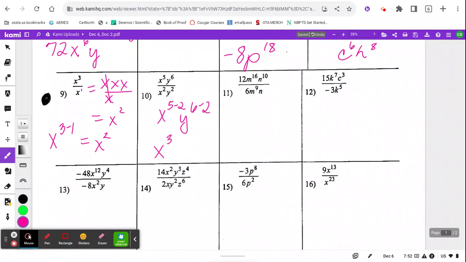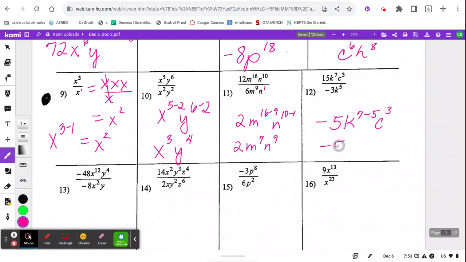This leaves us x to the third, y to the fourth. Notice we handle each variable differently. 12 over 6 is just 2. And then we apply the subtract rule to the exponents. Don't forget there's a little invisible 1 down there. 15 divided by -3 is just -5. And then we apply the subtract rule. There's no c's on the bottom to even subtract.